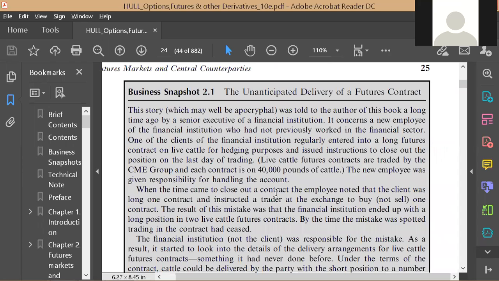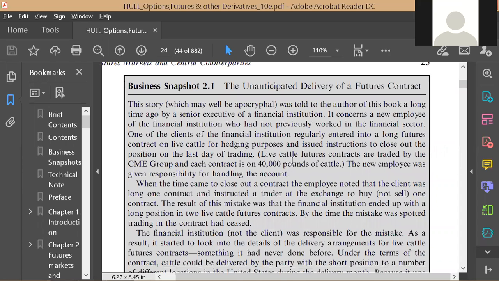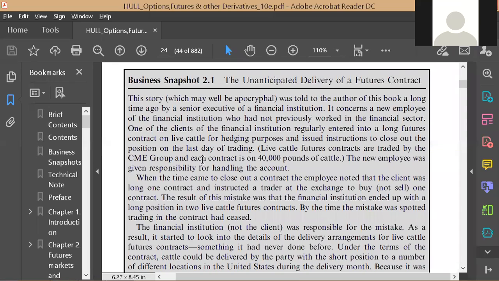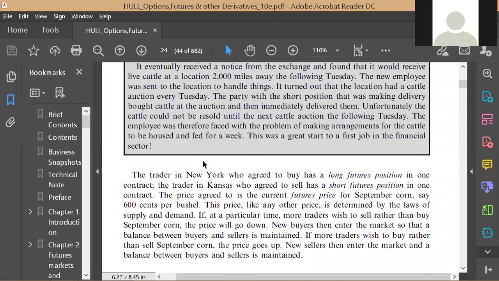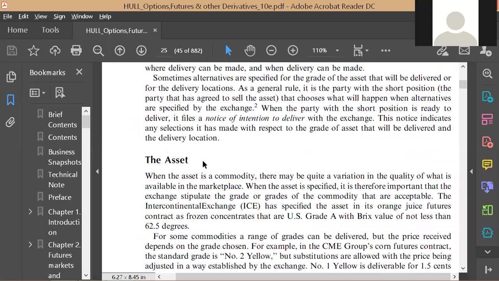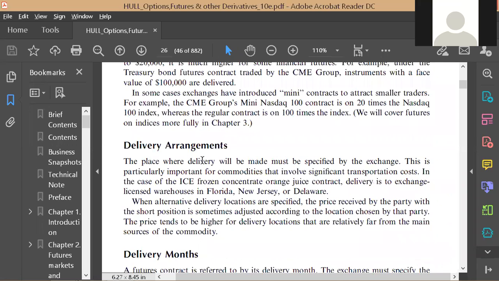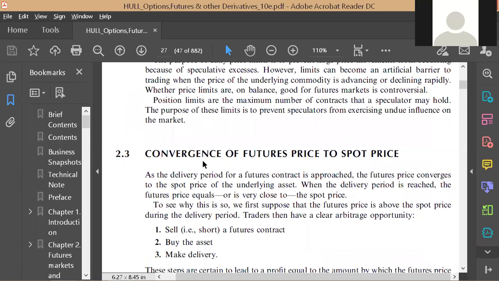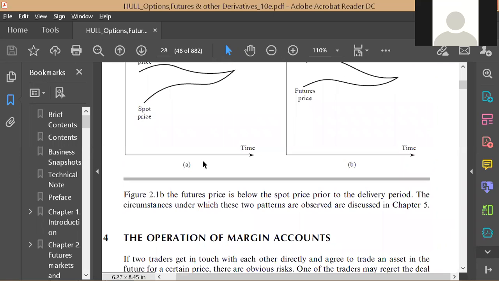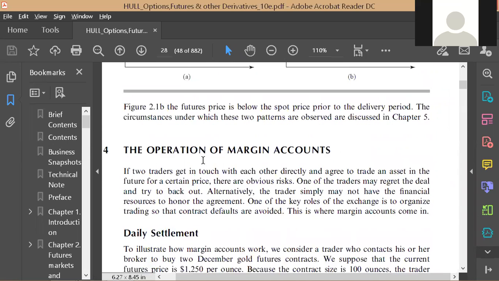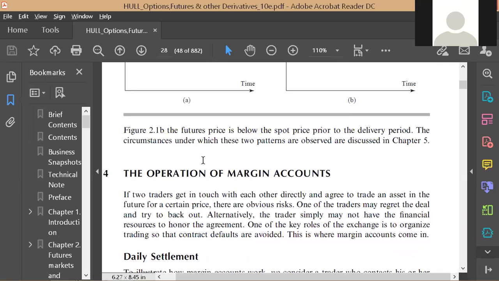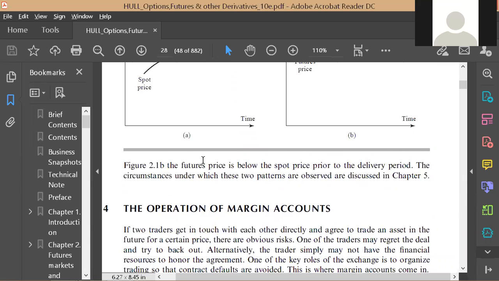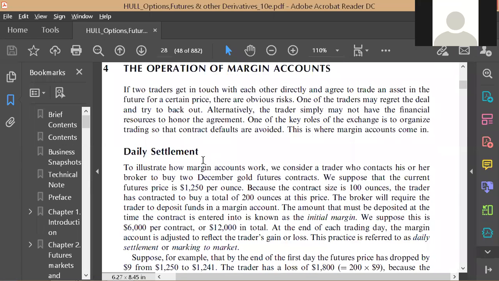But you can see here, we're talking about physical delivery, like we showed you in copper. One of the things that can happen with physical delivery, this is in the case of live cattle futures. So you should read all this stuff to get a flavor of things. Okay, and specification of a futures contract. And then you have delivery arrangements, delivery months. So here you can read about how it will happen. Then you have clearing members that they've talked about. So read all this stuff, okay? We'll come to this daily settlement business.